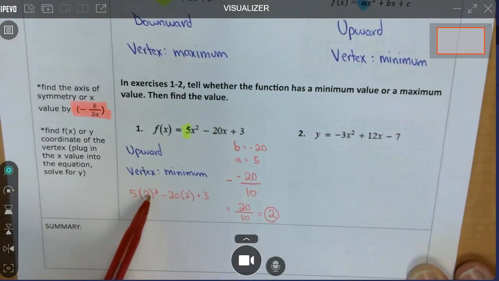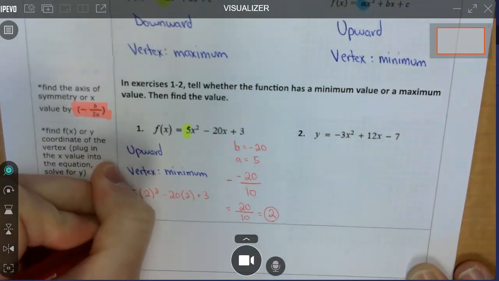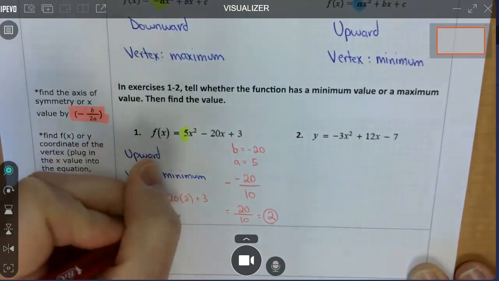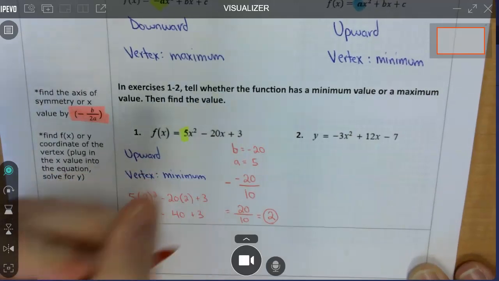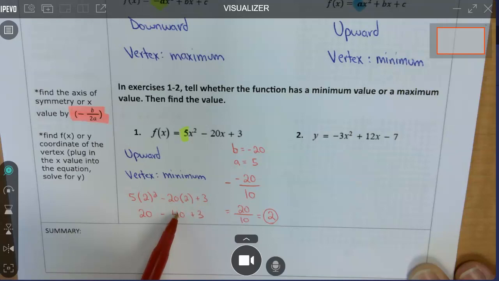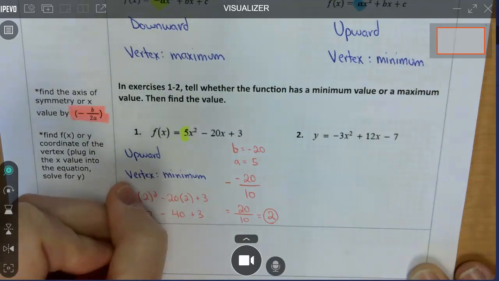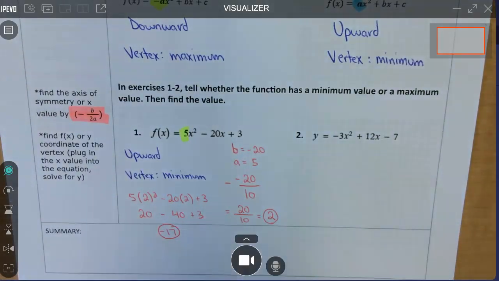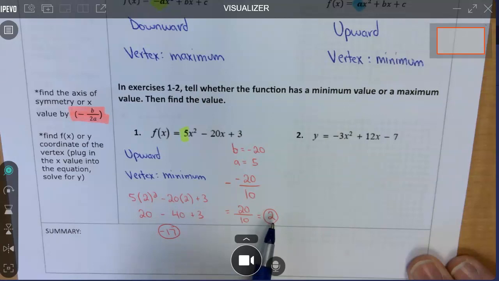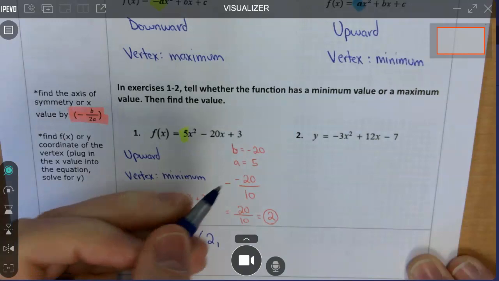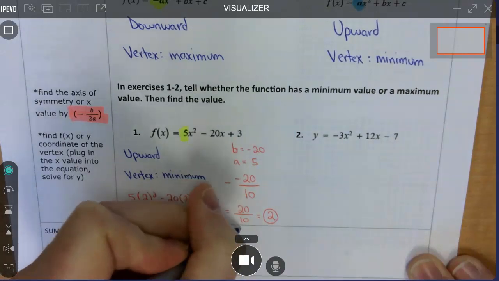So it's going to be 5 times 2 squared minus 20 times 2 plus 3. This 2 squared right here is 4. 4 times 5 is 20. This 20 times 2 is 40, but I'm subtracting it. And then I have plus 3. 20 minus 40 is negative 20. Plus 3 is negative 17. So that now is the y value. So my entire vertex had an x value of 2 and then a y value of negative 17. So that is my vertex.